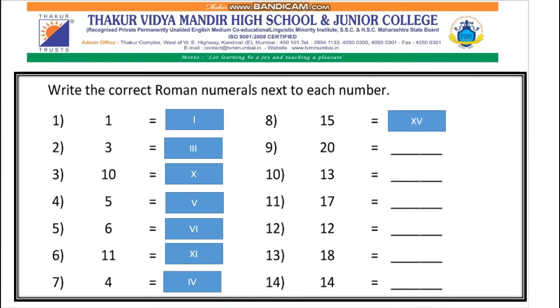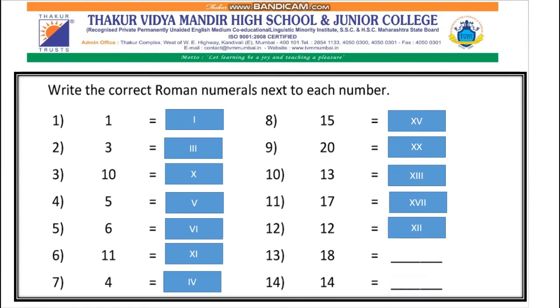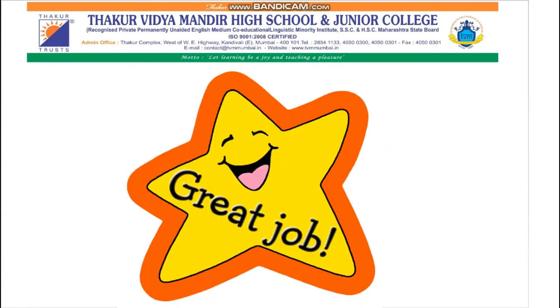15 is XV. 20 is 2 times X. 13 is XIII. 17 is XVII. All are getting correct answers? Yes. 12 is XII. 18 is XVIII. And the last one, 14 is XIV. Yeah, everyone has done it correctly. Great. You have done a great job. All the answers are correct.